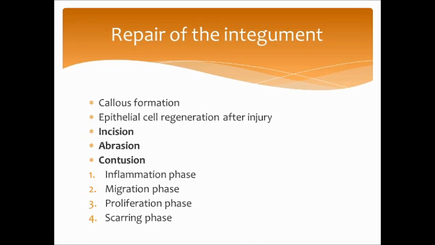Epithelial cells tend to regenerate after injury, and we'll talk about those phases. An incision is just a cut in the skin. Those will heal faster than abrasions, which will cover a larger surface area. Think of a paper cut versus a rug burn. The paper cut will heal a lot faster than the rug burn will. A contusion is another word for a bruise, so it's just an accumulation of blood in the dermis. And then there are 4 phases of repair of the integument. That's the inflammation phase, migration phase, proliferation phase, and scarring phase.